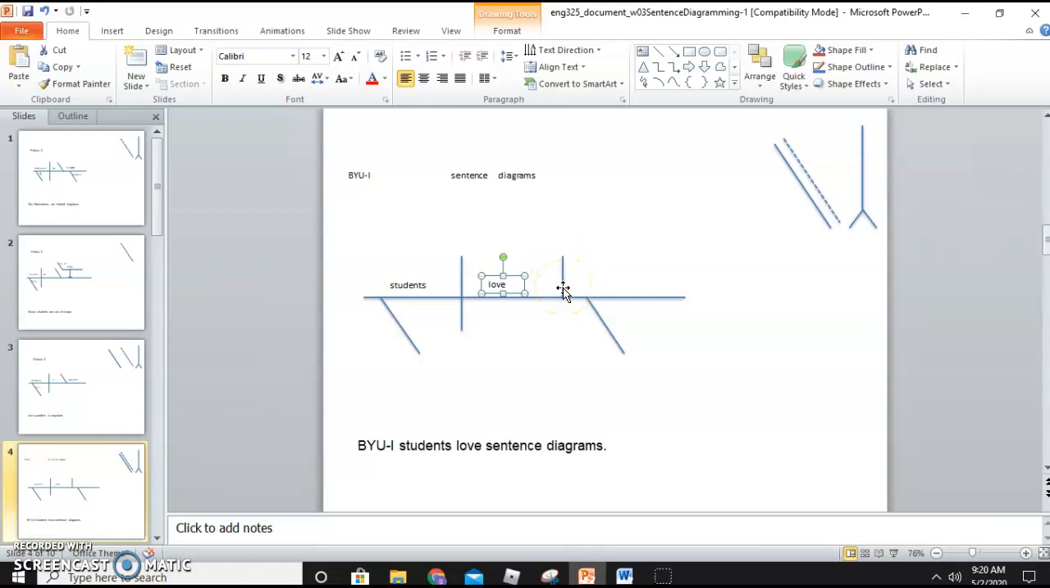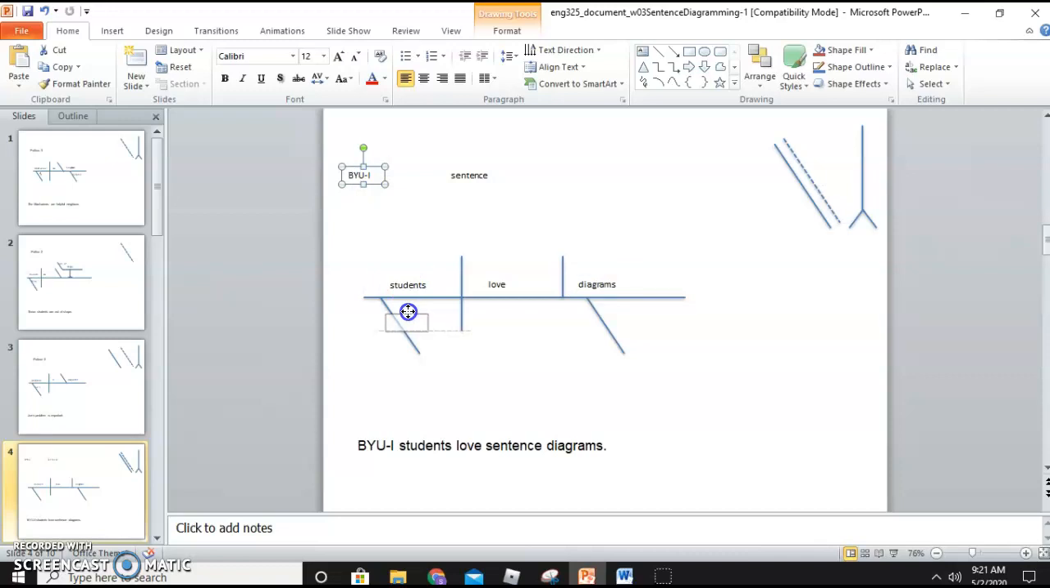To figure out what the direct object is, you're going to ask the question what? Students love what? They love diagrams. Yay, we all love diagrams. Okay, I've got my main line. I always work on that main line and then I go back to find things. BYU Idaho now could be a noun, right? I attend BYU Idaho, the institution, the school, the thing. But in this case, it's modifying students.